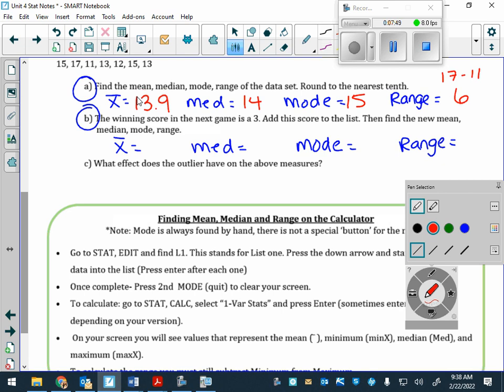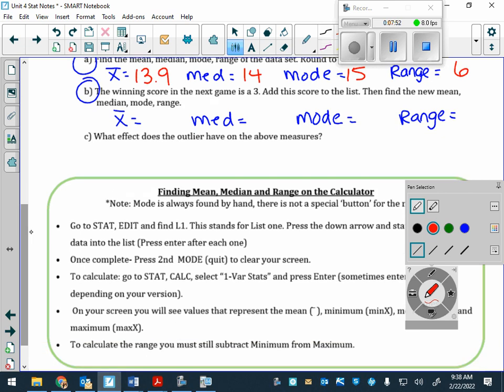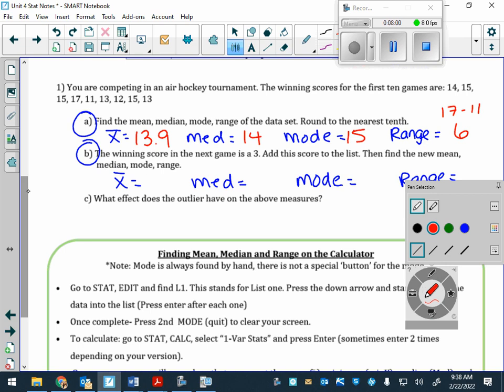Okay. Victoria, B. What is the mean? Okay. So the winning score in the next game is a 3. So add a 3 here. And what did you say? Sorry, it was very low. 14.2. How many of you guys got that? Okay. How did we get that?